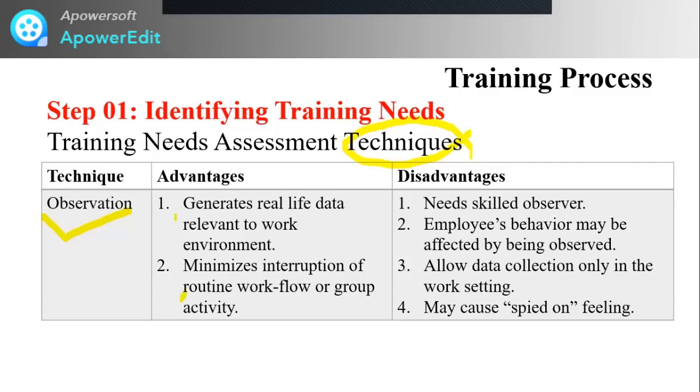Then second one, it minimizes interruptions of routine workflow or group activity. You are observing separately, therefore the workers' work continues. There is no interruption of routine work. Workers are not participating directly in the data gathering. You are the person observing. So through observing, you can get real data without interrupting day-to-day activities.